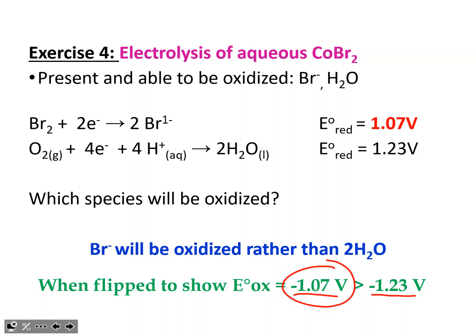Yes? For reduction and oxidation, is it the one that's always more positive? So when you flip them for oxidation, look for the more positive, and for the reduction ones, you don't have to do anything, you just look for the one that's more positive. Okay. But when you flip them, don't forget to change the sign.